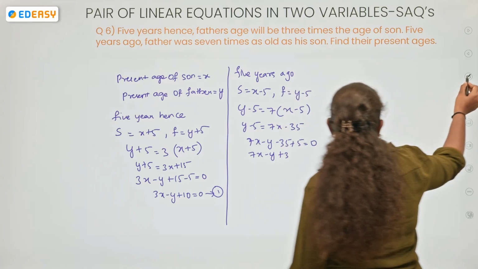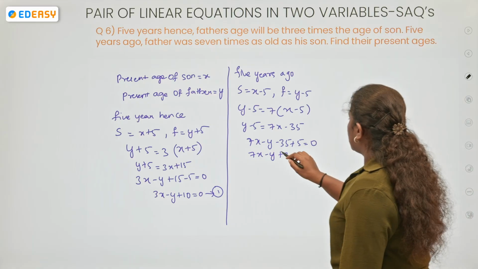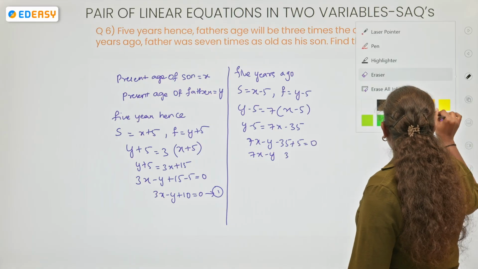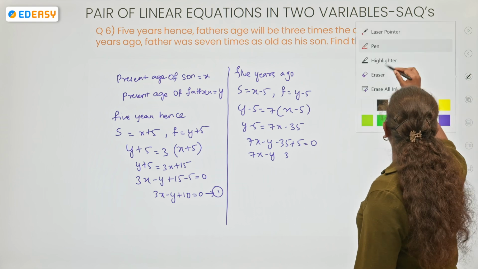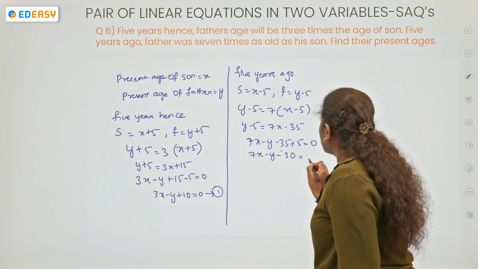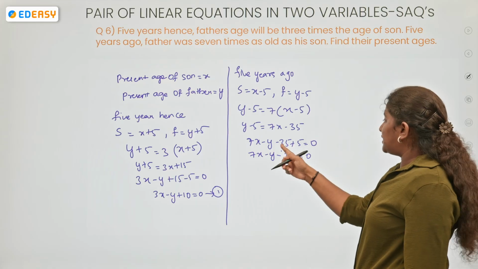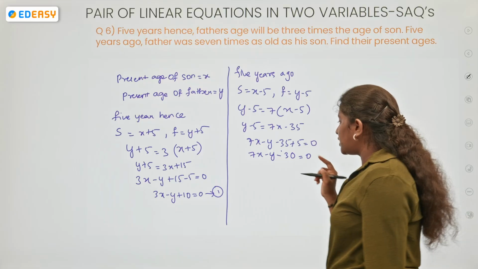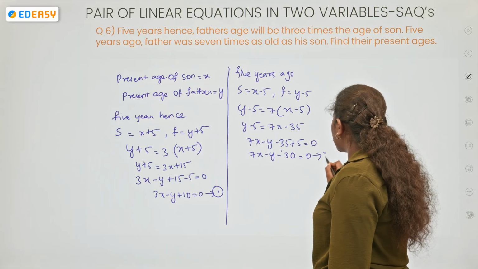Now, 7x minus y plus 30. Here actually it is minus 30. Why? Because here it is minus 35 plus 5, so it becomes minus 30 equals 0. Okay, minus 35 plus 5 is minus 30. So 7x minus y minus 30 equals 0. This is your second equation.